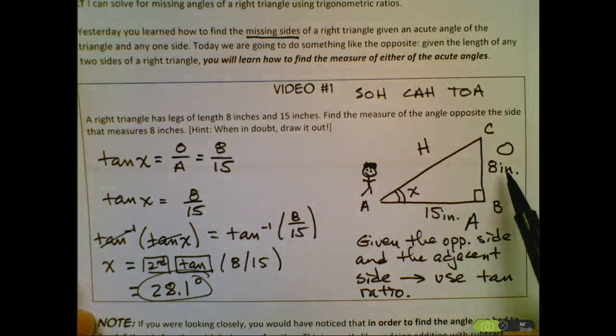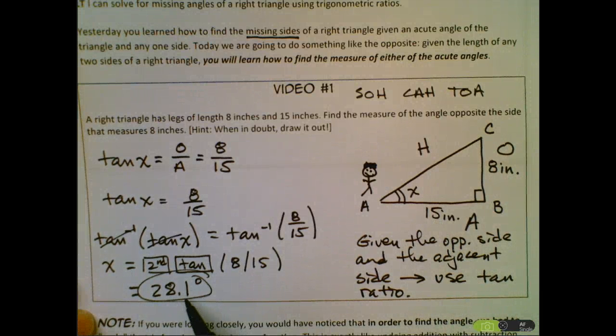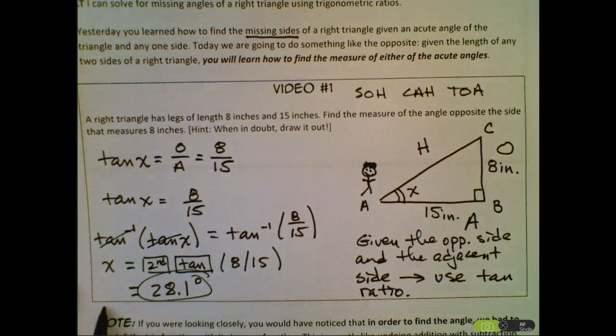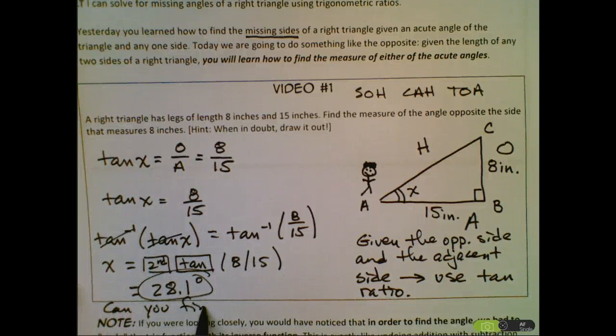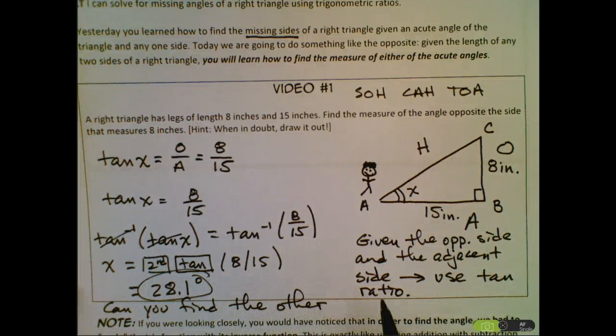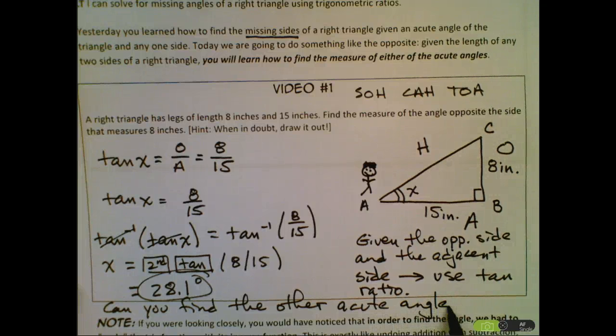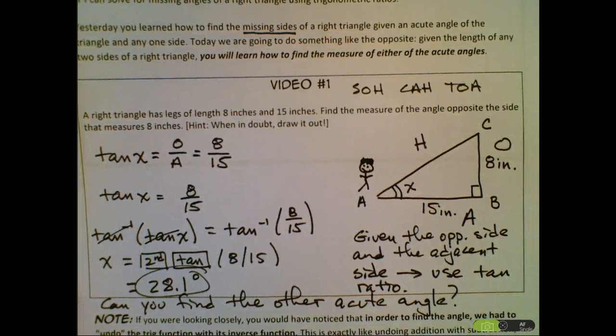So the angle opposite the 8 is about 28.1, and my question that I want to pose to you is, can you find the other acute angle? Okay, if you can, let me know next time I see you in class.